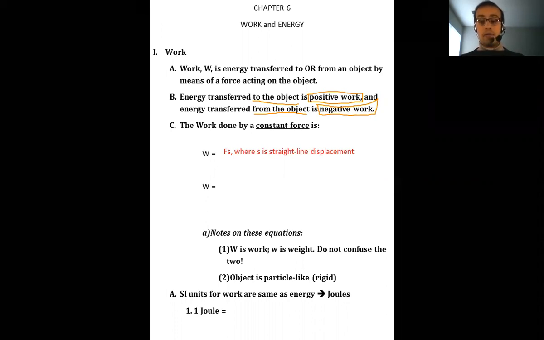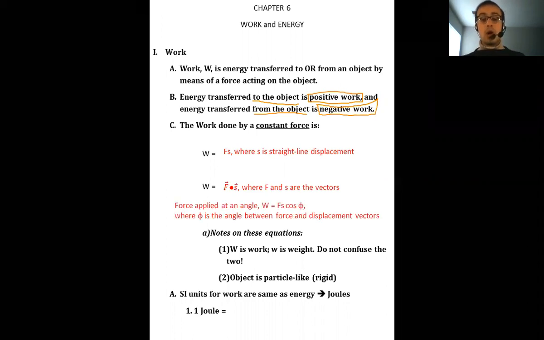The work done by a constant force is given by F times S, where S is straight line displacement, and F is the component of force that is parallel to that straight line displacement. Another definition of this is the dot product between the force vector and the displacement vector. Or alternately, if you don't want to think about dot products, you can also think about it as force applied at an angle, work is given by the magnitude of the force vector times the magnitude of the displacement vector times the cosine of phi, which is the angle between them.